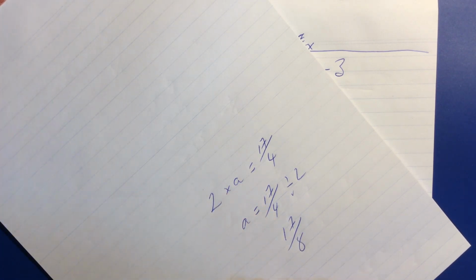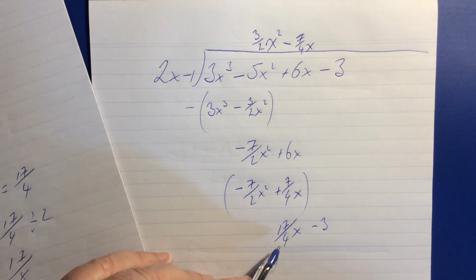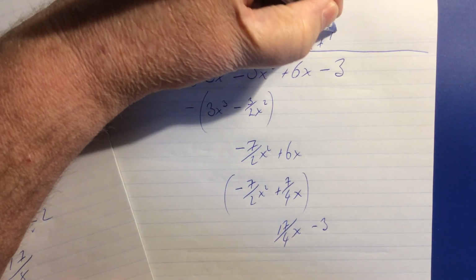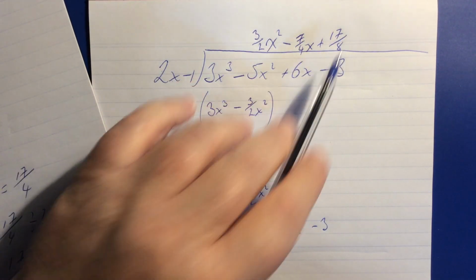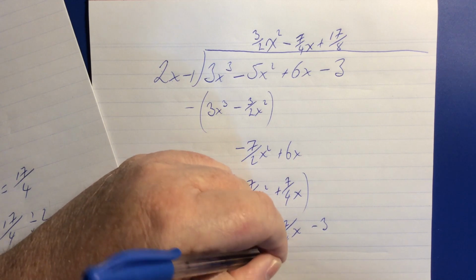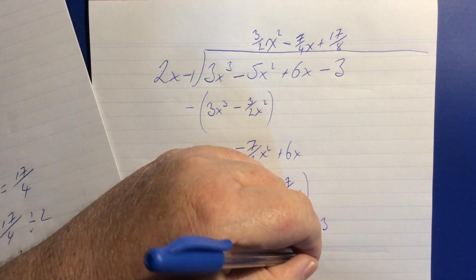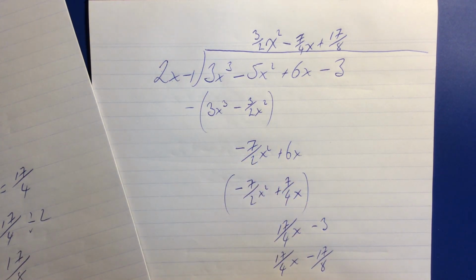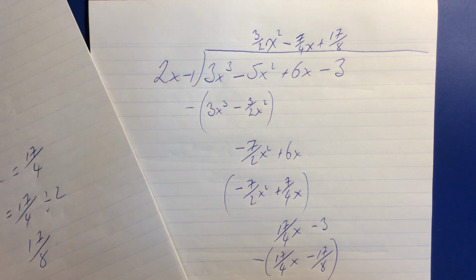Okay. Now, I hope that is clear. So I want a positive 17 on 4, so that is going to be positive 17 on 8. When I multiply this expression by this, I get 17 on 4x minus 17 on 8. Okay, so subtract.